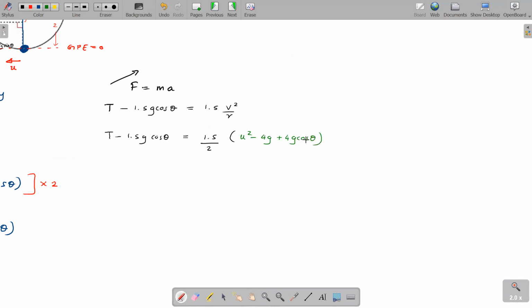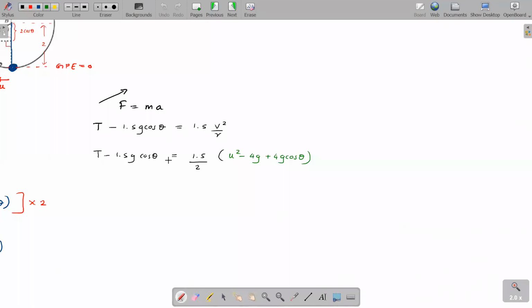Can you see what I've done over here? I replaced the v square from the energy equation into this value. And now you're supposed to make T the subject. So let's expand the bracket. T minus 1.5 g cos theta.